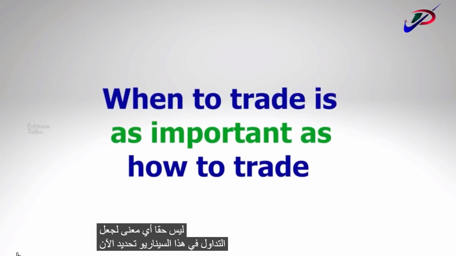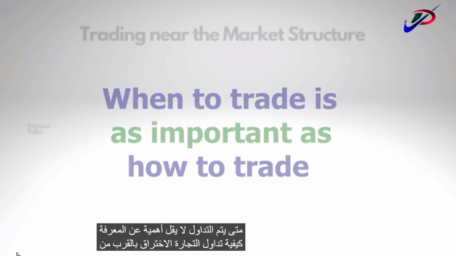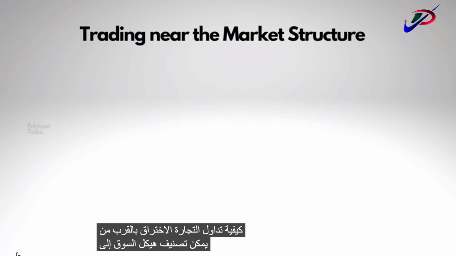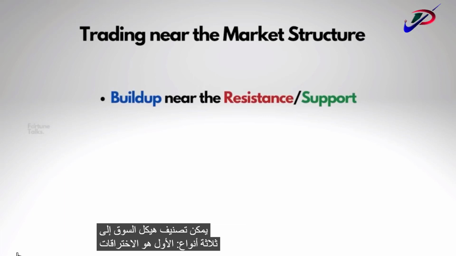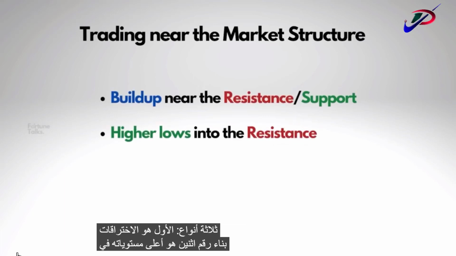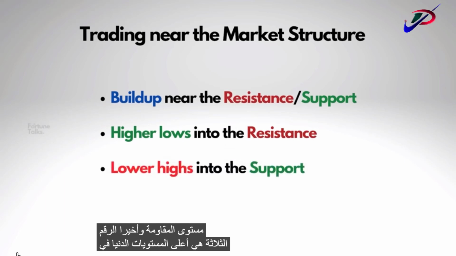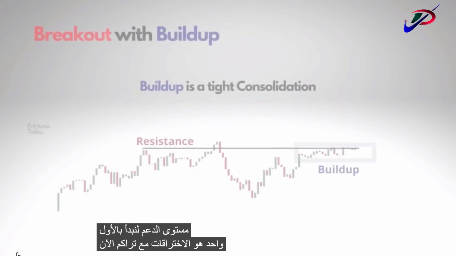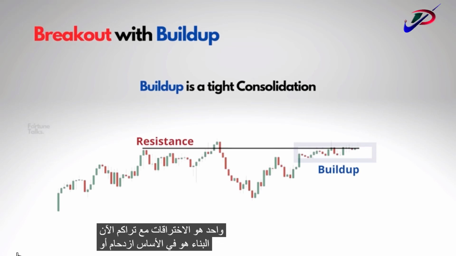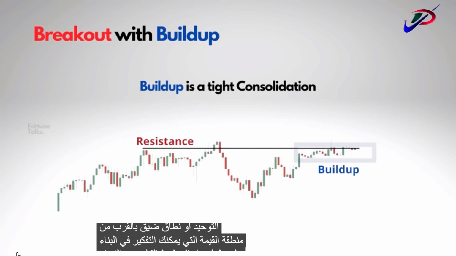Now, identifying when to trade is as important as knowing how to trade. The breakout trade near a market structure can be classified into three types. Number one is breakouts with build-up. Number two is higher lows into the resistance level. And finally, number three is lower highs into the support level. Let's start with the first one, that is breakouts with build-up. Now, build-up is basically a congestion or consolidation or a tight range near an area of value. You can think of a build-up along these lines.